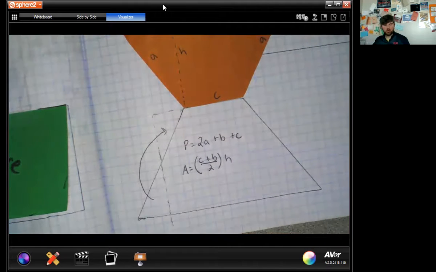Okay, so those are the formulas for our special quadrilaterals. And I will give you an IXL practice so that you can work through some of these problems, some of these formulas, so that you can practice up for the quiz.